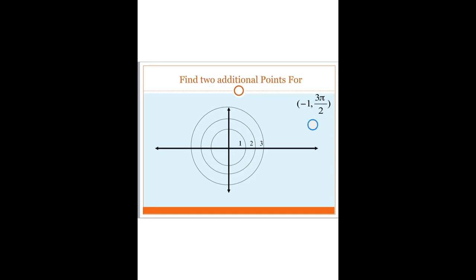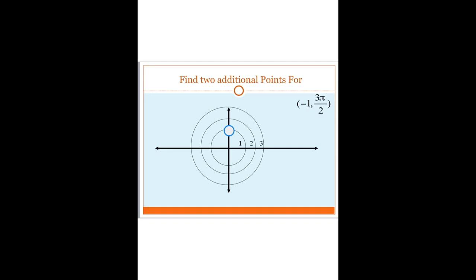For our next example, we're going to find 2 additional points for the point negative 1, 3 pi over 2. So to begin with, we're going to graph that. Because it's a negative 1, we're going to start by going to the left. So we're going to go left 1. Then we're going to rotate 3 pi over 2. And we have our point. What we now need to do is write down 2 different ways to get to that point.